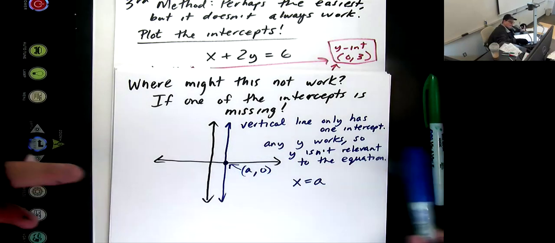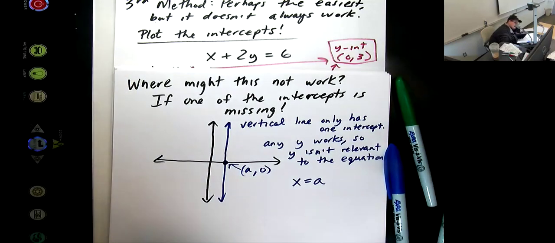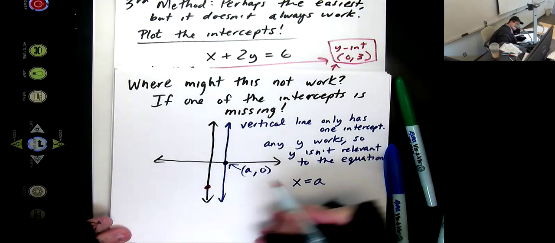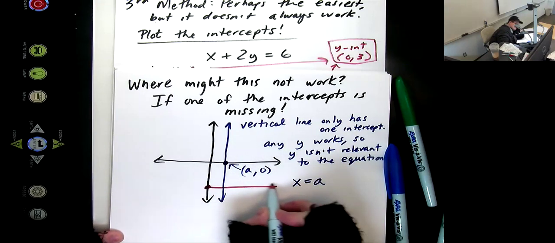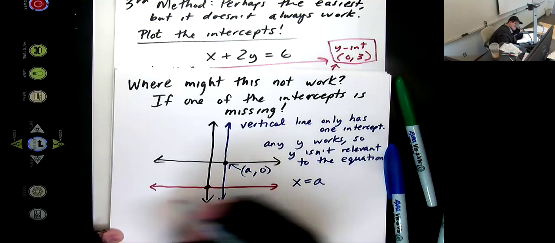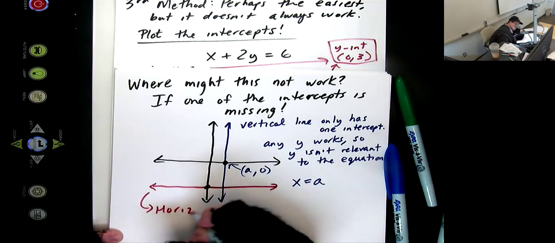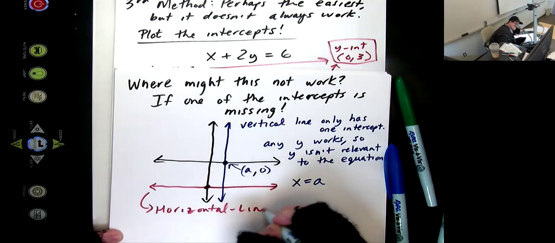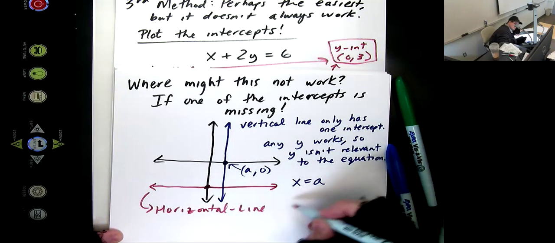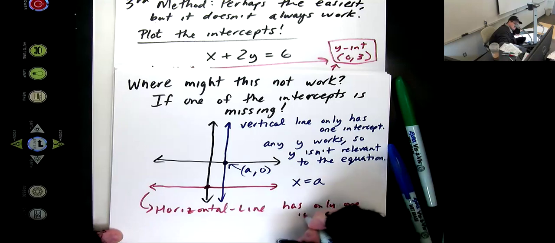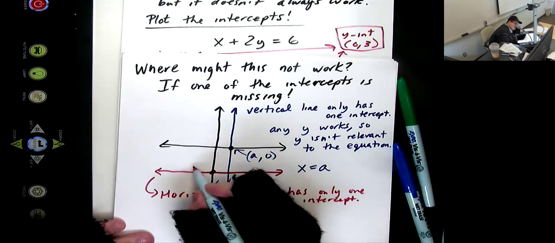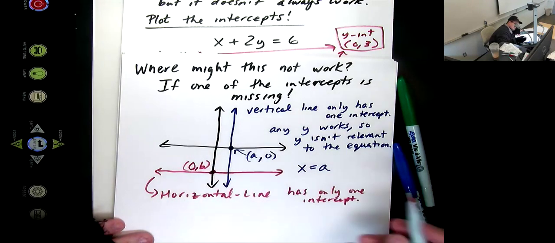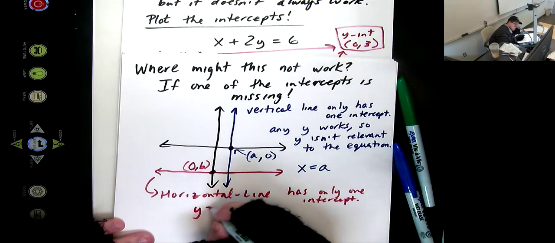And the only way to have one that crosses the y-axis but doesn't cross the x-axis is for it to be horizontal. So a horizontal line has only one intercept. And we like to use b for it since it's the y-intercept. So the line here is y equals b.